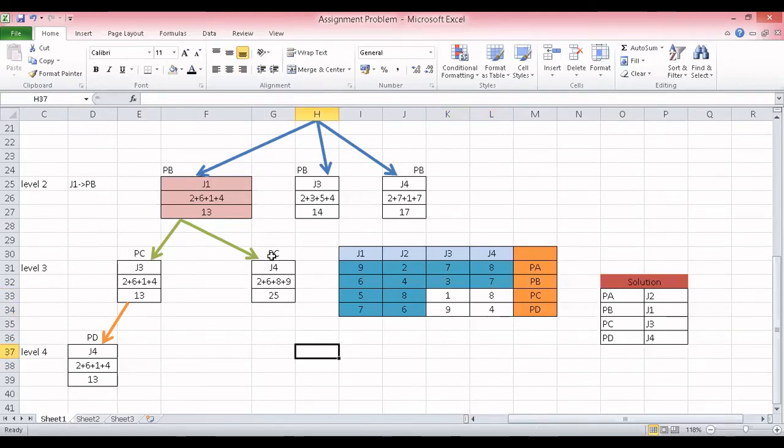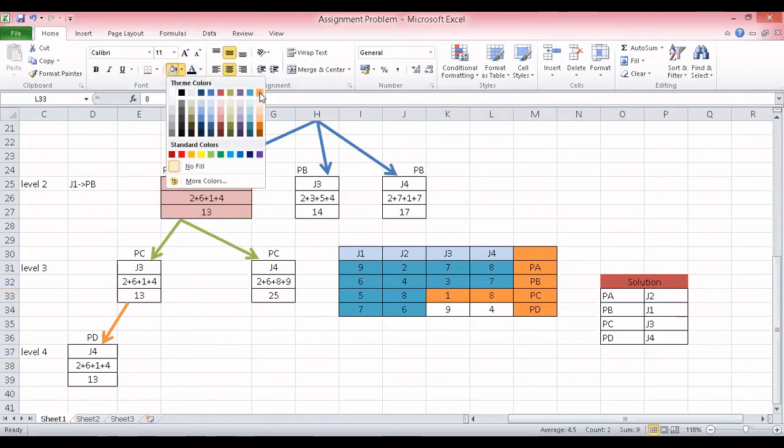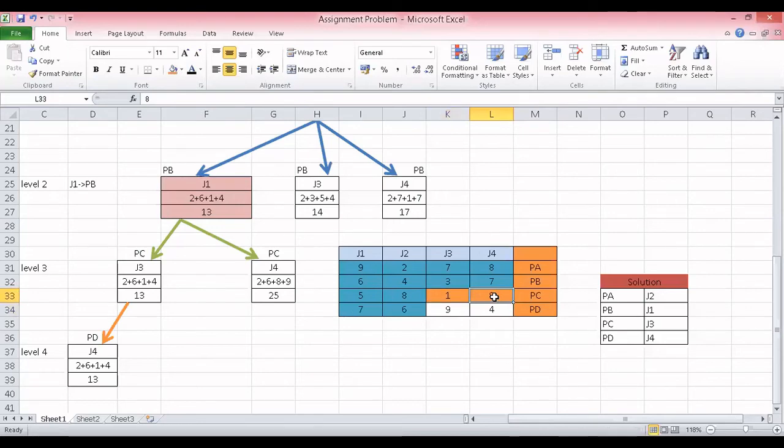Coming to the next box, this particular box, when I assign job 4 to person C. So person C I'll highlight with orange color. What job am I considering? Job 4. So I'll highlight it with orange color. If you see here, the intersecting row and column is this one. Where is my row and column intersecting? This particular box. The value is 8.